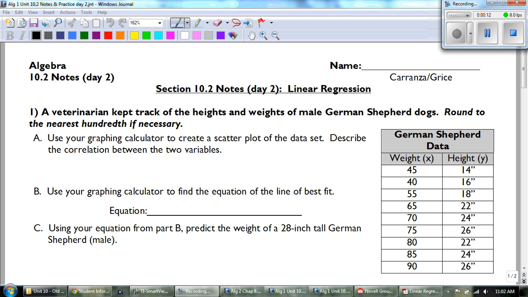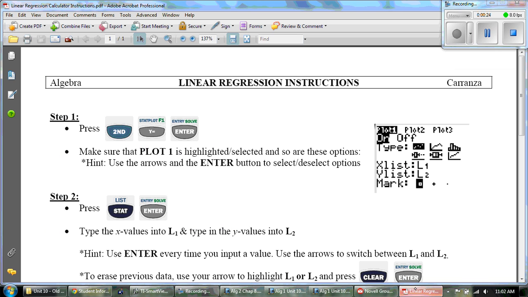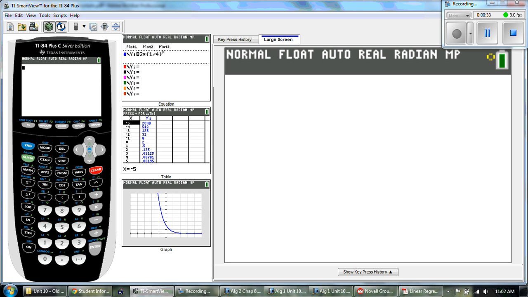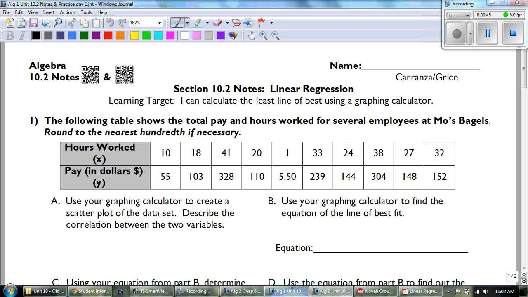Yeah, we're still talking about linear regression. Yes, we are still talking about linear regression, okay? Now, if you have trouble with Day 1, please take out your notes and the instructions on how to do linear regression. The other thing that you guys need is your graphing calculators, so please have those out as well. Okay, are we ready to get started? Good. Those are my notes for Day 1.